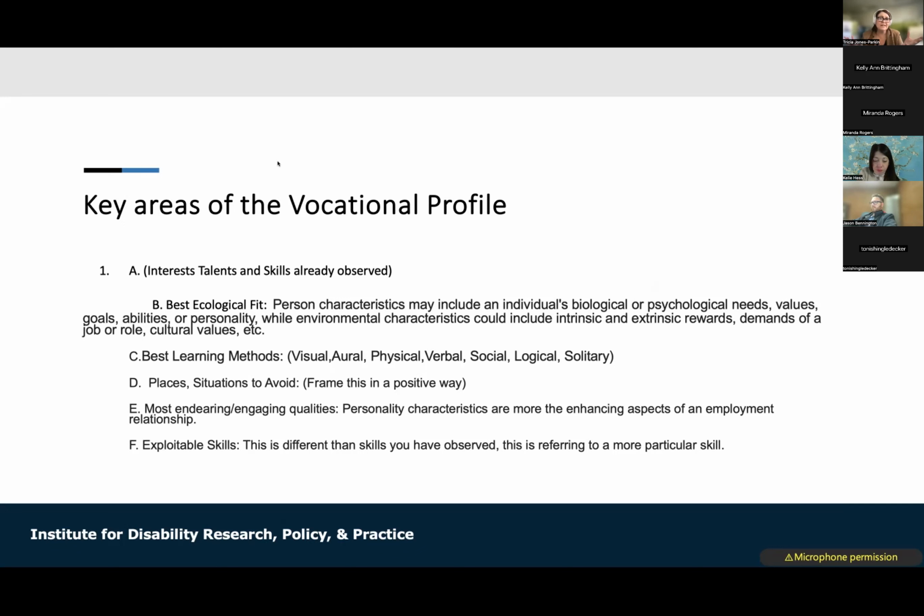Best ecological fit. So this might include, if they have some biological or psychological needs, what their values might be, or personality traits or environmental characteristics that are really important to this person. Are they really intrinsically motivated? Do they really like setting extrinsic rewards for themselves?